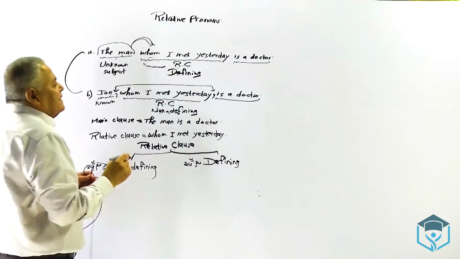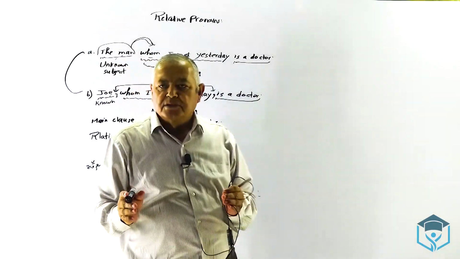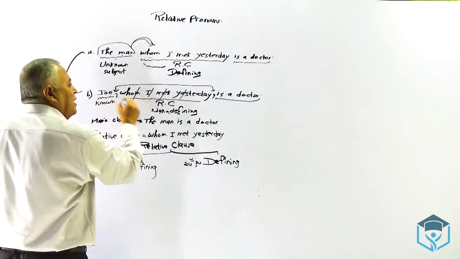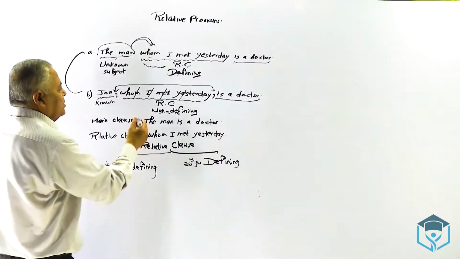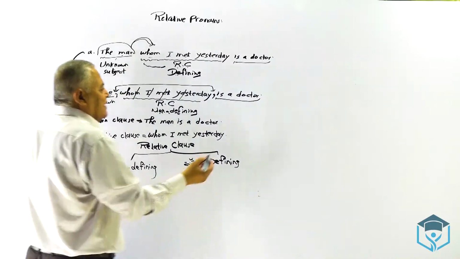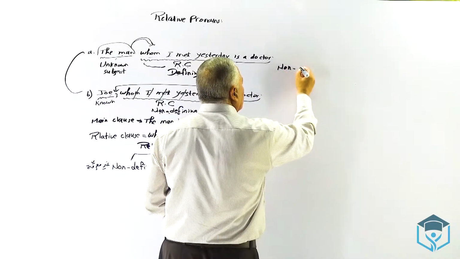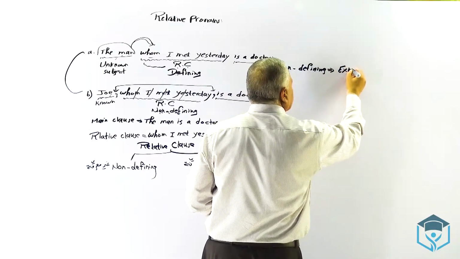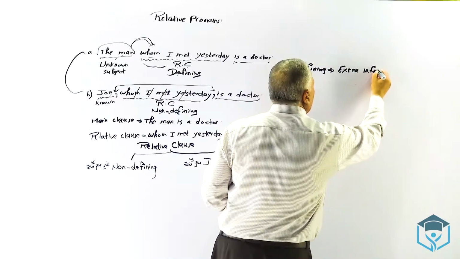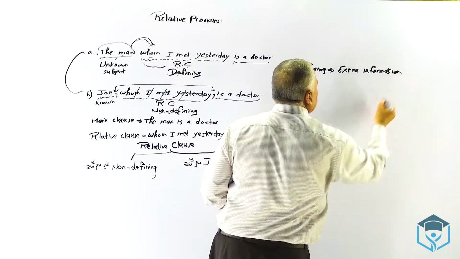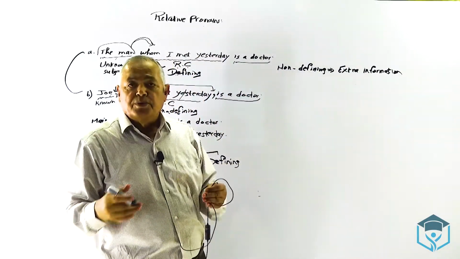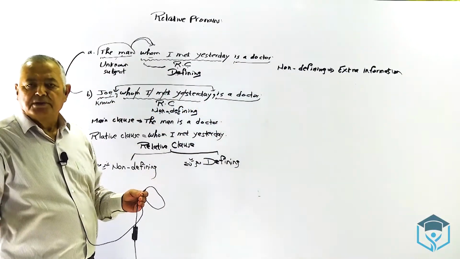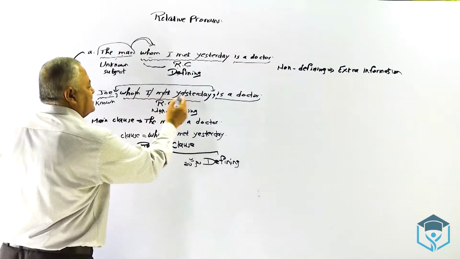Okay. What's the logic behind using commas? The answer is, you can leave this clause out. You can say Joe is a doctor, that's it, without using whom I met yesterday. In non-defining, this information is extra information. You can do without it. Just say Joe is a doctor. That's quite sufficient.